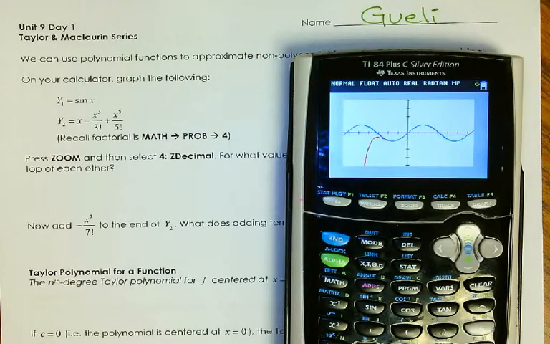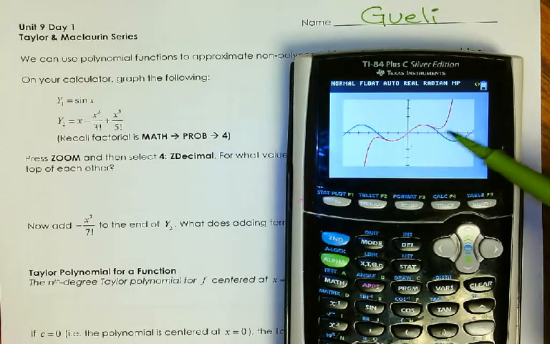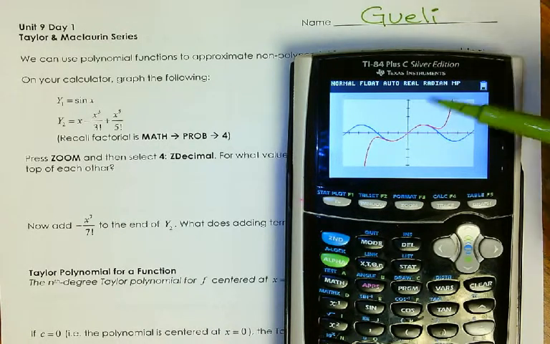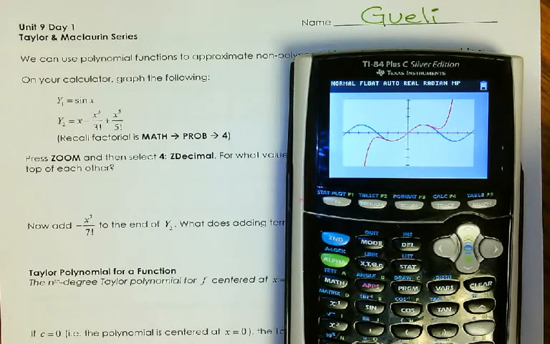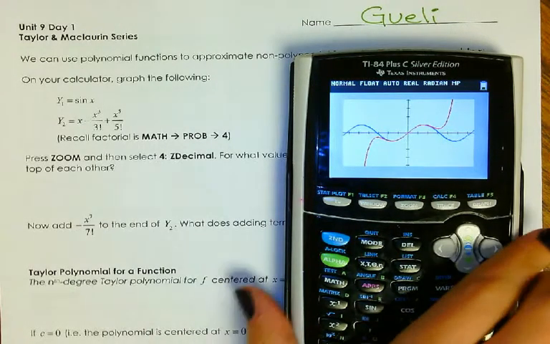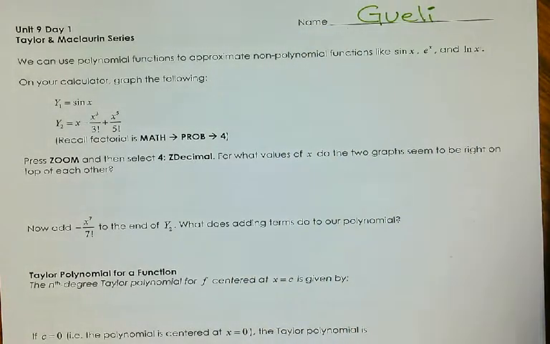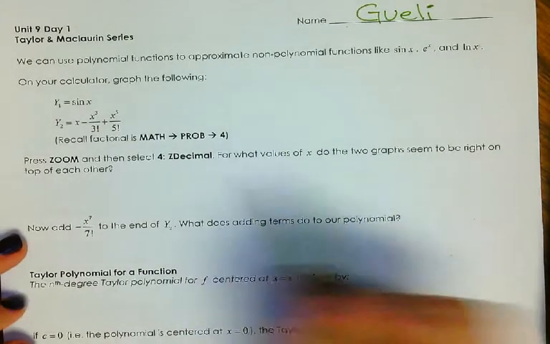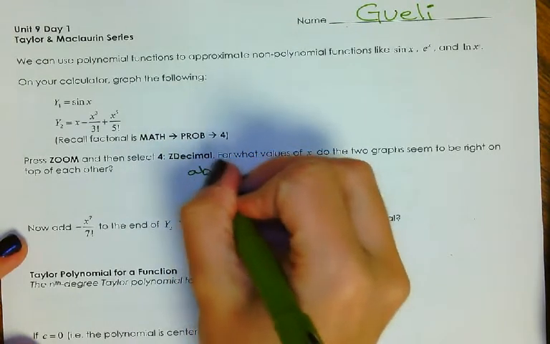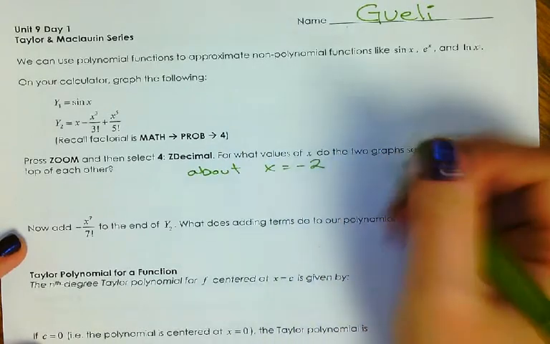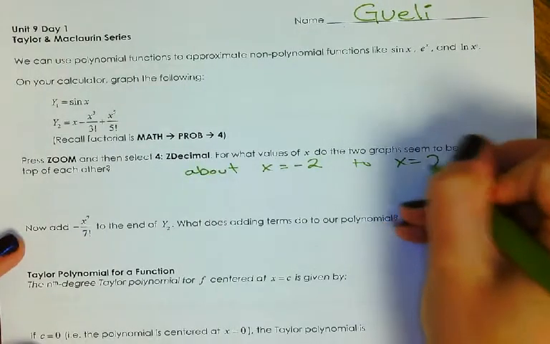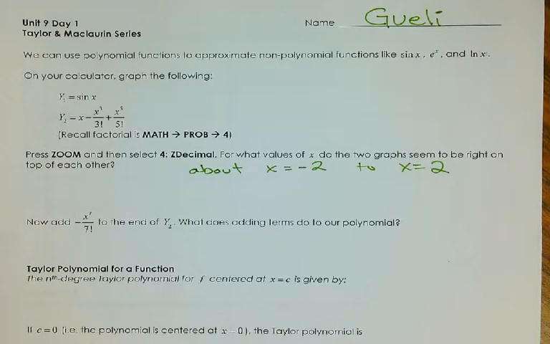Hopefully you recognize that. And then I have this polynomial that's coming in. What I want you to notice is that the red curve is overlapping the blue curve from what appears to be about -2 to 2, give or take. So it looks like it's overlapping for that period of time there. So the two graphs overlap from about x equals -2 to x equals 2, give or take.